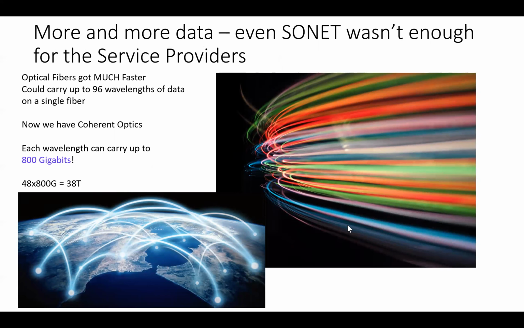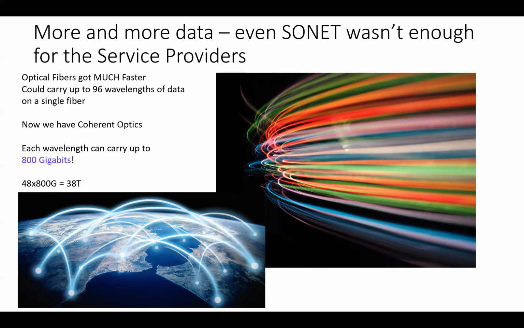So now we've got more and more people on the network, more and more data going through the network. So even Sonnet wasn't fast enough. So we started deploying optical fibers in the service provider's network. And optical fibers could have up to 96 wavelengths running on the single fiber. And those wavelengths could carry a certain amount of data. So the company that I work for has optical fibers that support wavelengths that can send up to 800 gigabits of data per second.